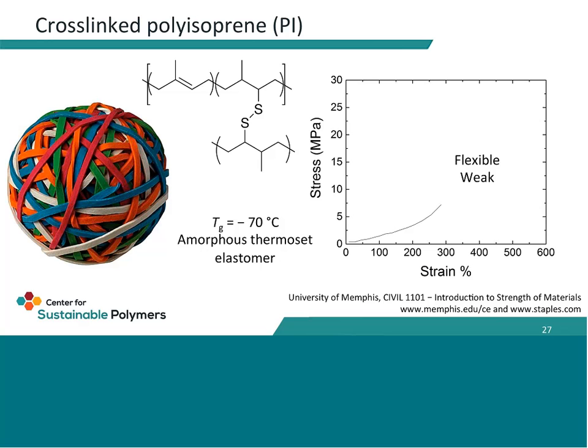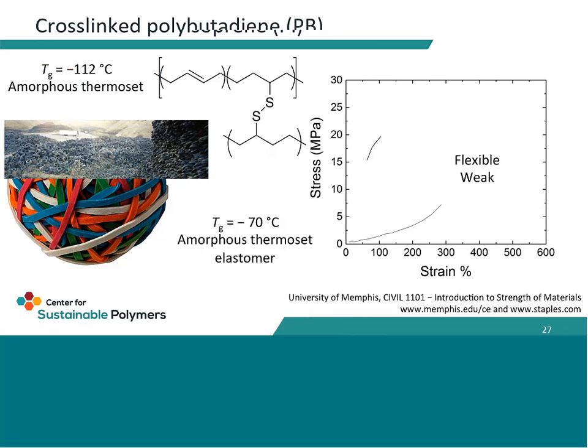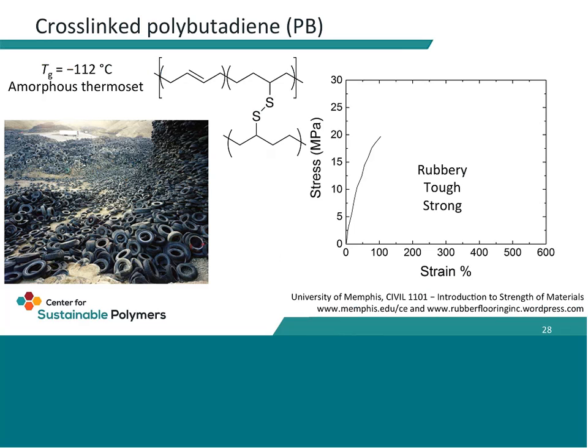Another example of something that's typically cross-linked is polybutadiene. This is what tires are made out of, and it also has a disulfide bond to do the crosslinks, but here the polymer chains are relatively short between the crosslinks.